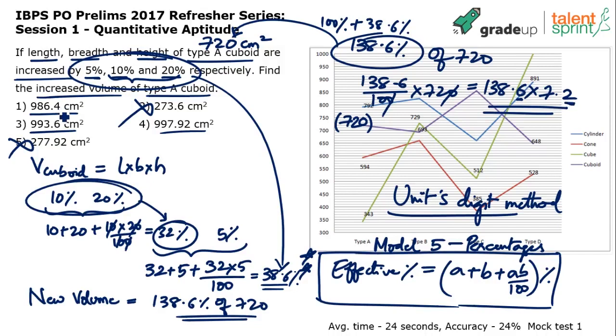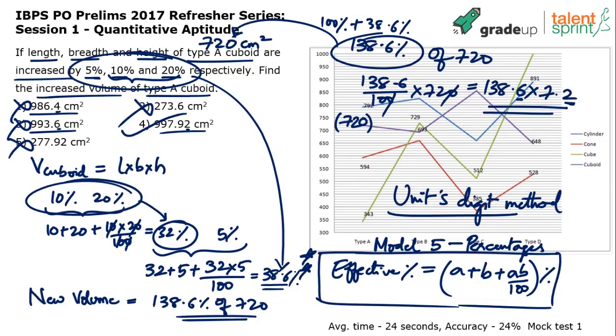First option ends in 4, cannot be the answer. Third option ends in 6, cannot be the answer. Fourth option ends in 2. And since this is the only option left, I have no choice but to take it as the correct answer. So option 4, 997.92 is the final answer.